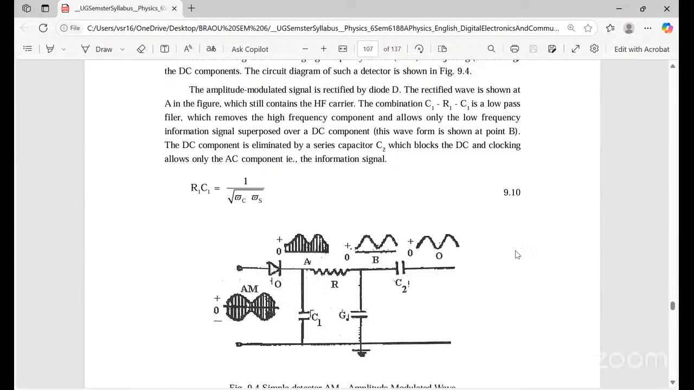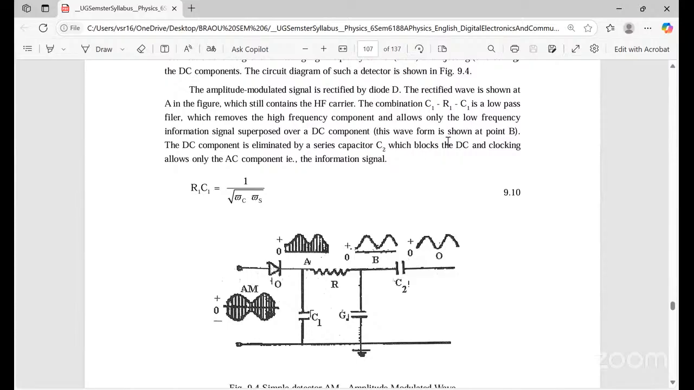So the combination of C1, R1 and C1 is a low pass filter here, which removes the higher frequency components and allows only low frequency signals. A low pass filter allows only low frequencies and removes the higher frequencies. If it is a high pass filter, it allows only high frequencies and removes the lower frequency signals. So the signal may have a DC component here at point B, which is eliminated by a series capacitor C2. So here it is going to eliminate the DC component.